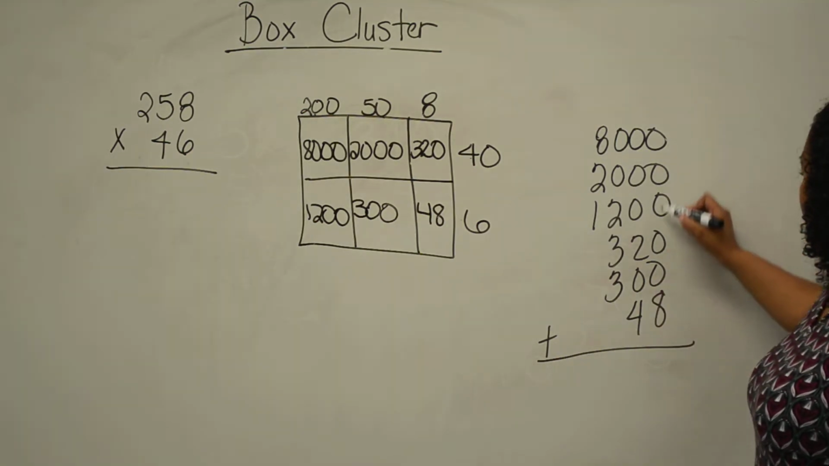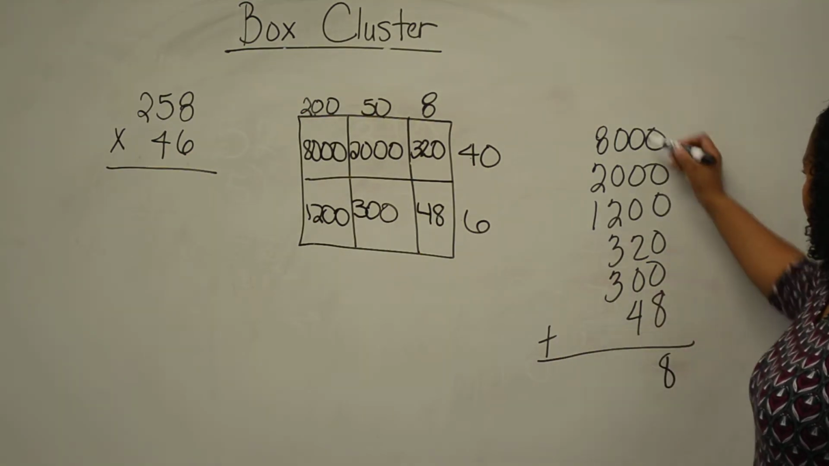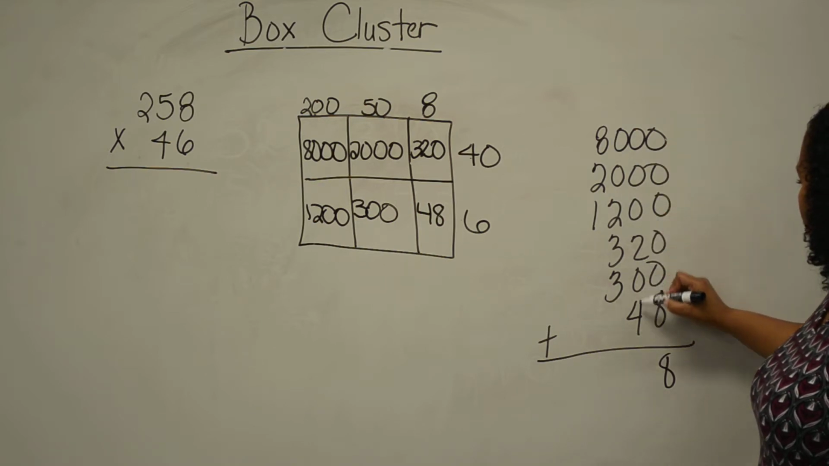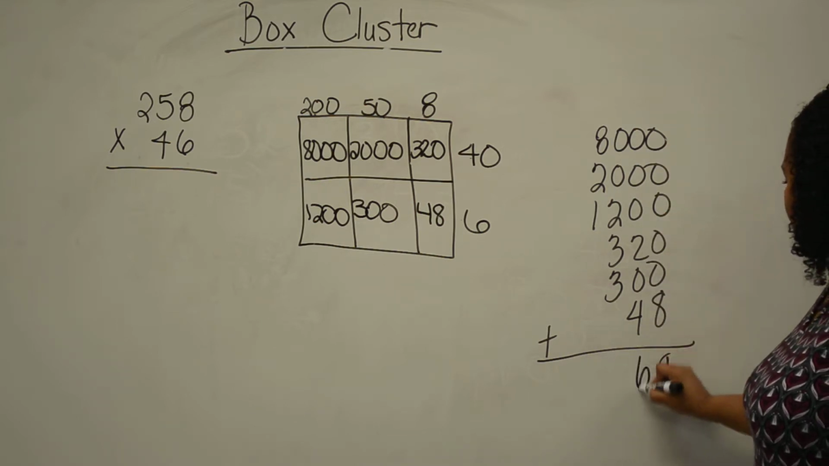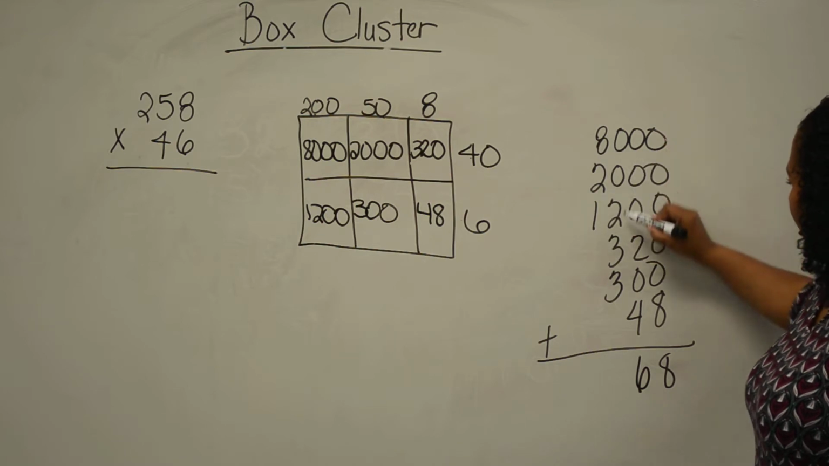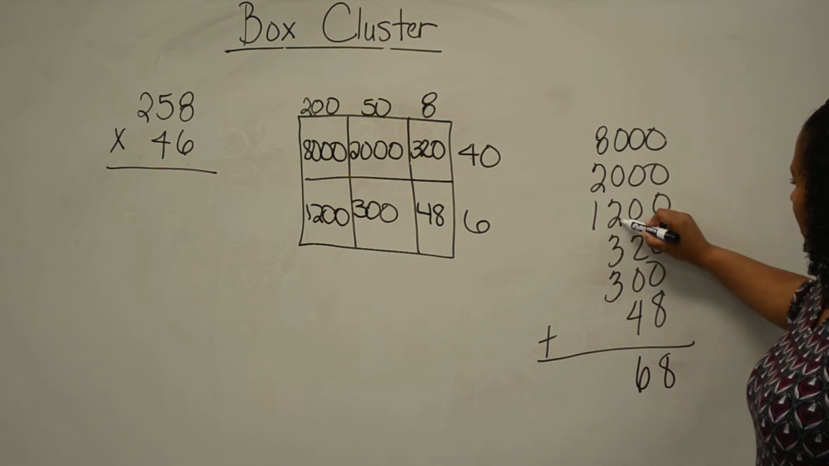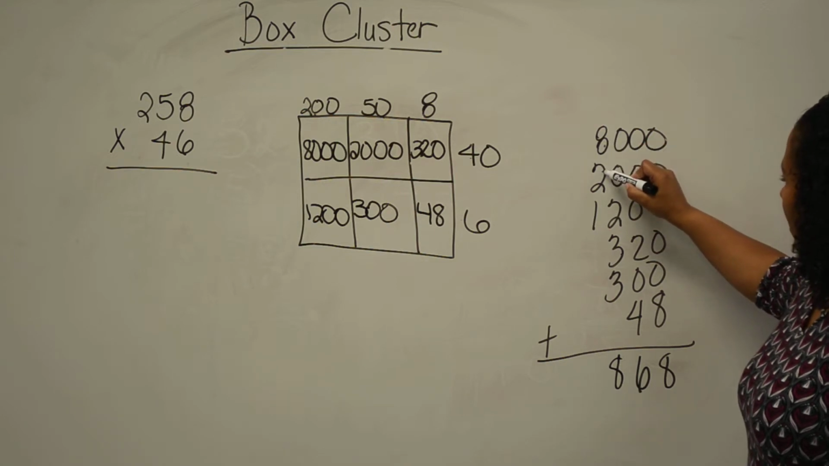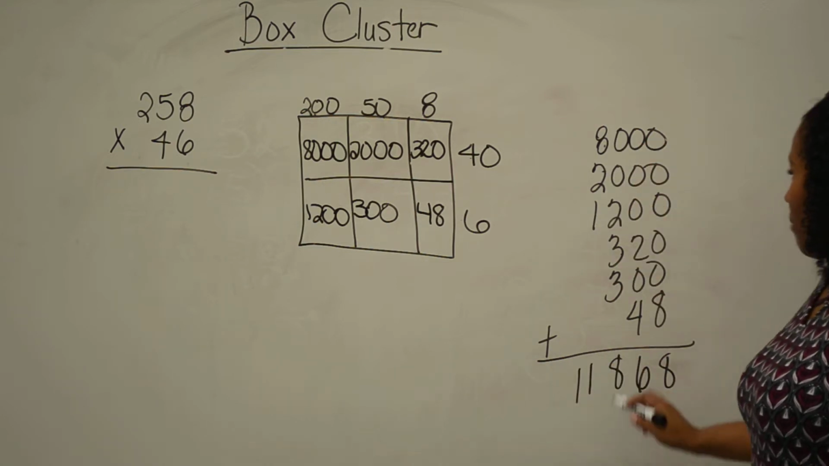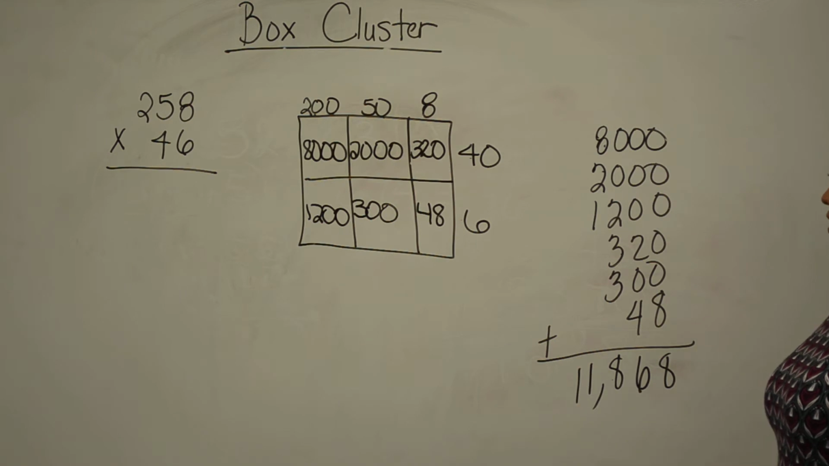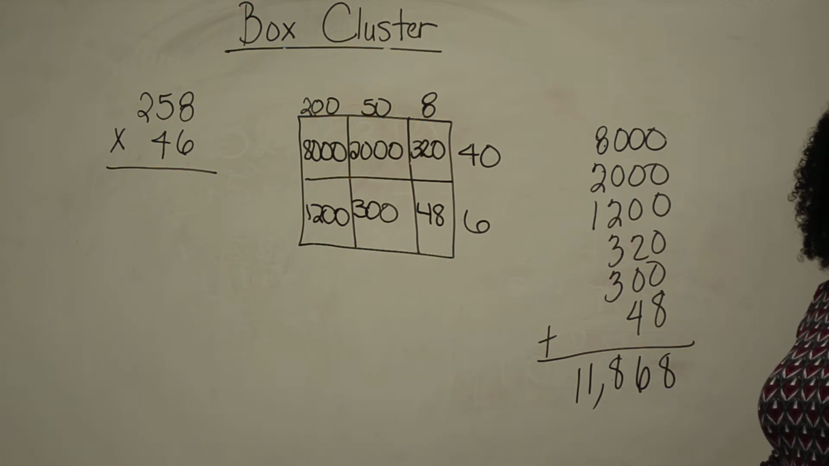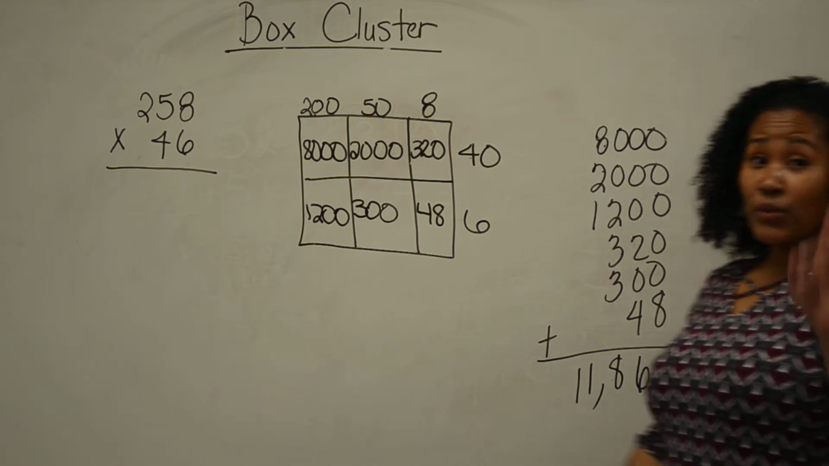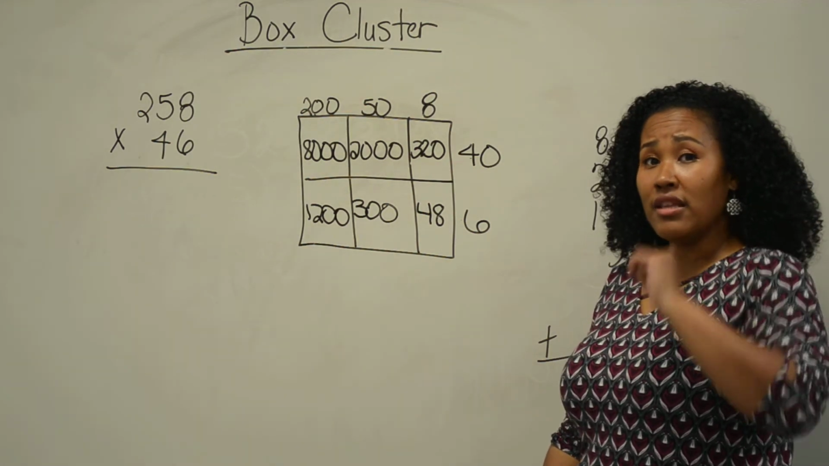All right, I have zeros and an 8. I have zeros, 2, 0, and a 4. So 4 plus 2 equals 6. Nothing to carry. I have a 3 plus 3 is 6, 7, 8. 8 plus 2 is 10. 10 plus 1 is 11. My answer is 11,868.